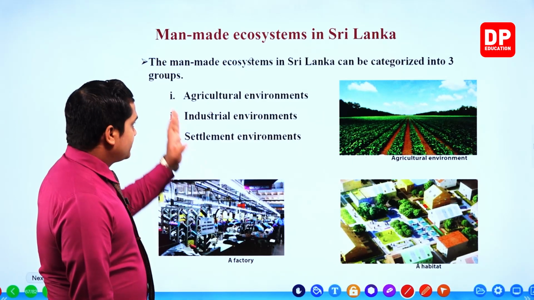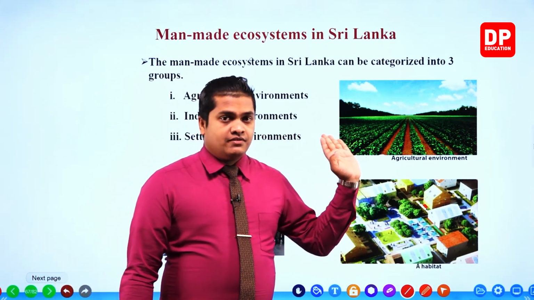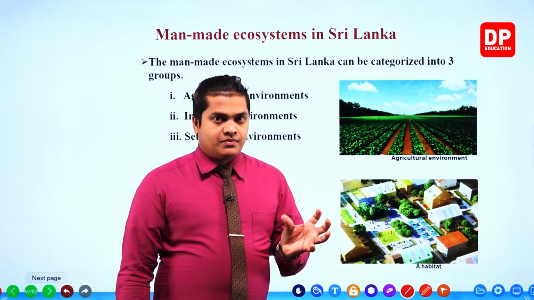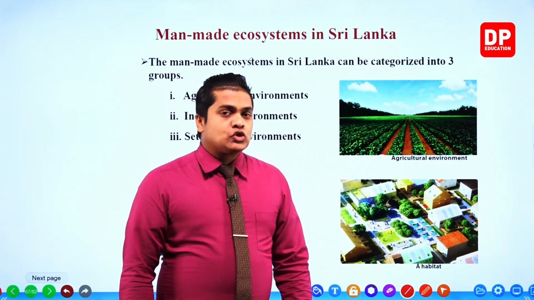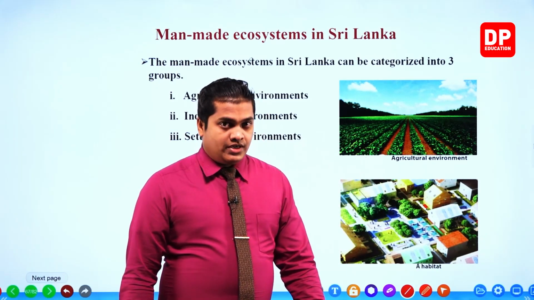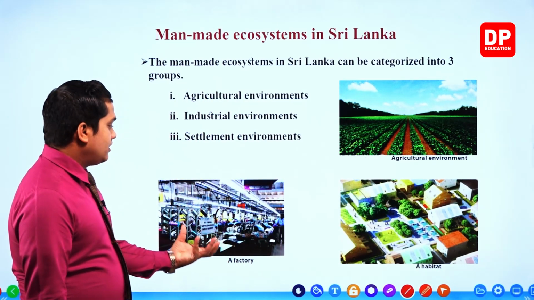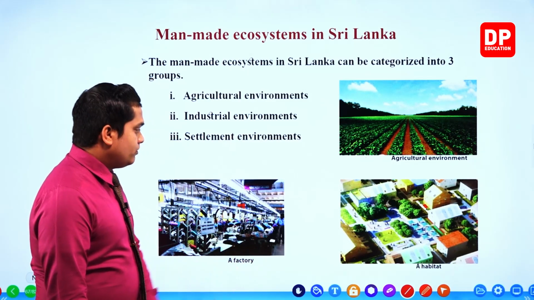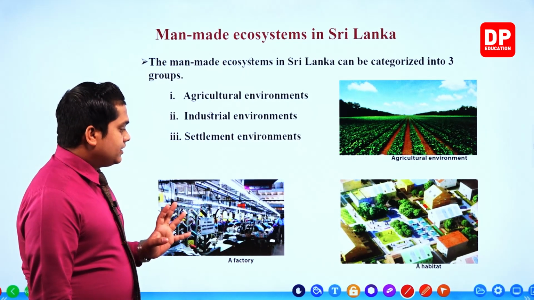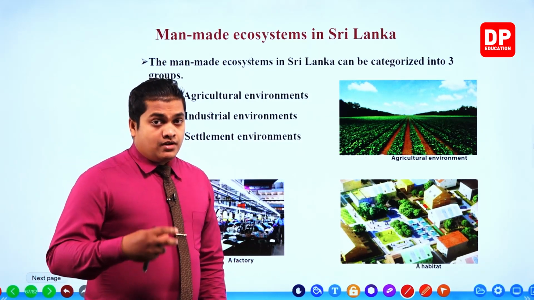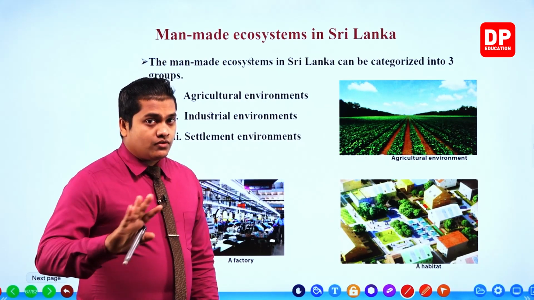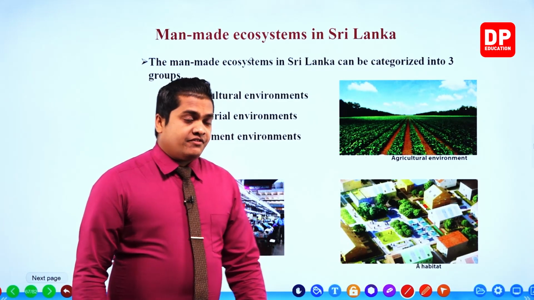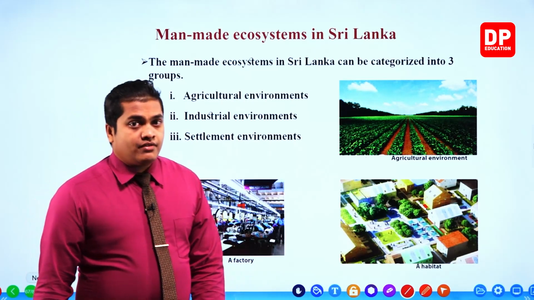Okay, so agricultural environments: by looking at the name itself you can see that these things are agricultural. For agricultural purposes, we have created several environments, like in the figure over here. Then, my dear children, over here you can observe a factory. These factories use machines, people, different kinds of other organisms, right? And also some raw materials like cloth and so on. All of these things create an industrial environment. So in a factory we can observe an industrial environment.